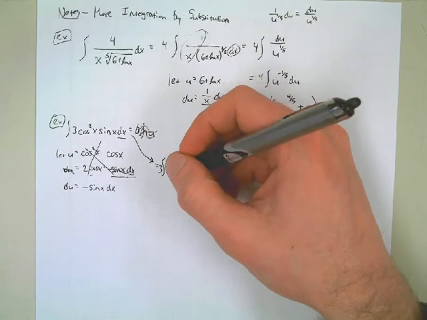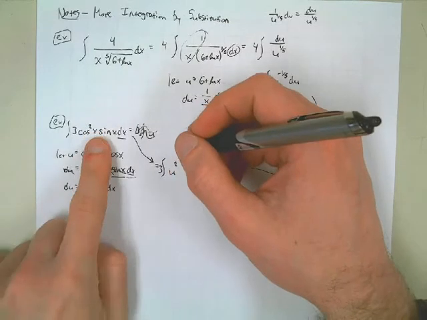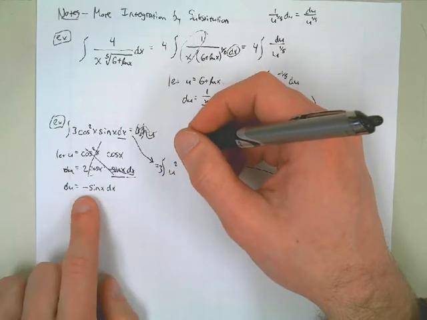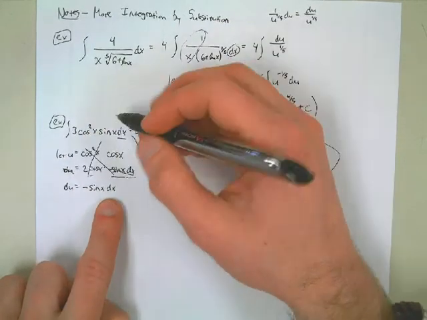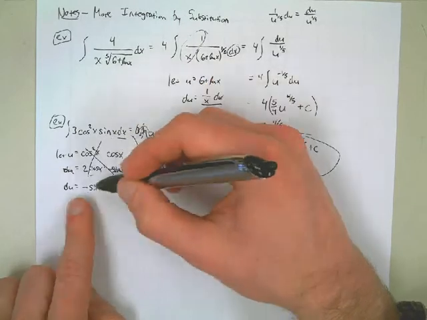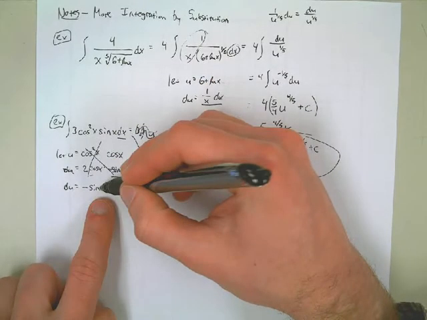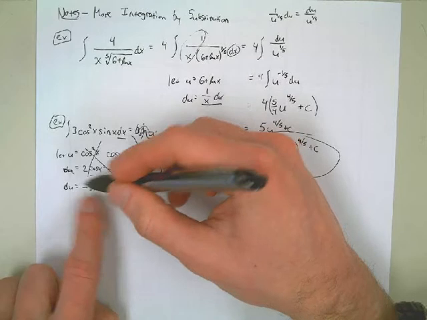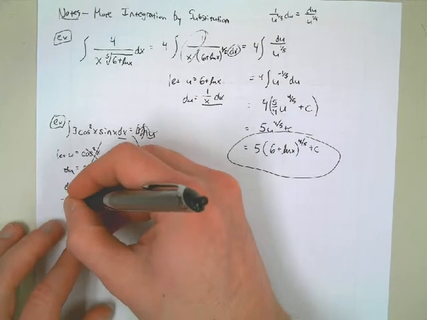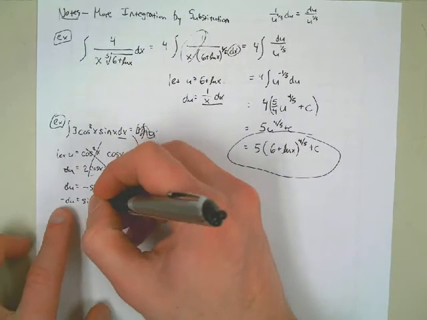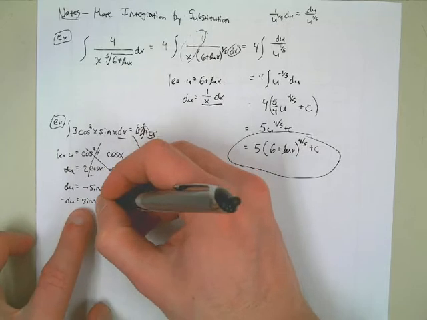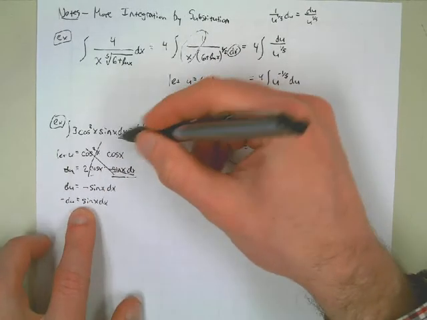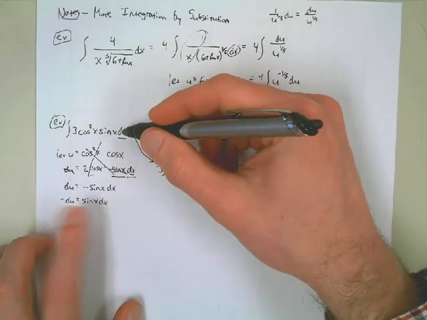Okay, so that takes care of the cosine, but then I have sine of x dx. My du here is listed as negative sine of x dx. So in order to match sine of x dx, what do I need to do to both sides of this little equation here? Yeah, multiply by negative 1 or divide by negative 1, whatever you want to say. We'll just flip the negative over and make it negative du equals positive sine of x dx. Now I can replace that sine x dx with negative du.